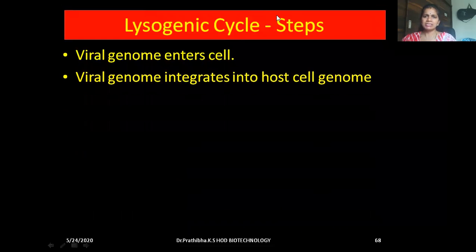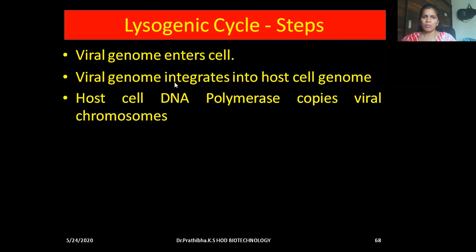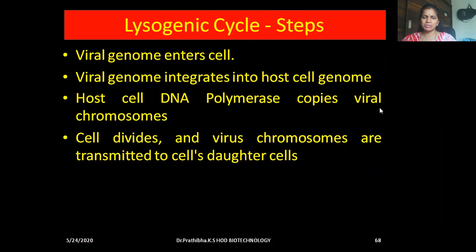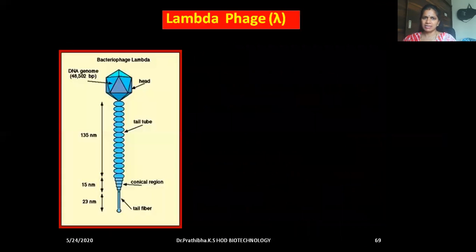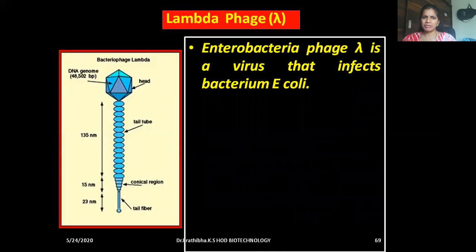The lysogenic cycle steps go like this. Viral genome enters the cell. Viral genome integrates into the host cell genome. Host cell DNA polymerase copies the viral chromosomes. The cell divides and viral chromosomes are transmitted to the daughter cells. At any moment when the virus is triggered, the viral genome detaches from the host cell's DNA and enters the lytic cycle. Now let us go to the lambda phage structural representation.